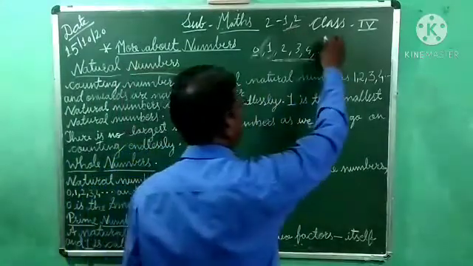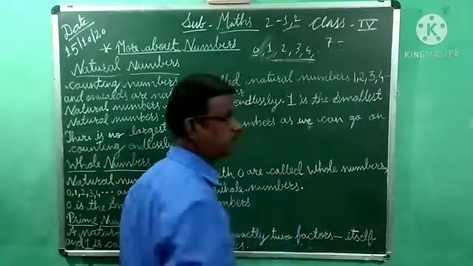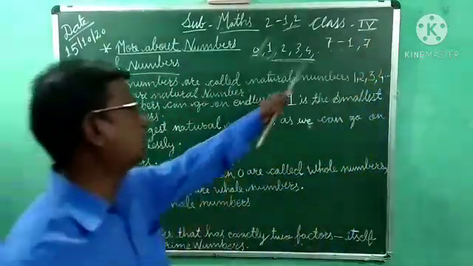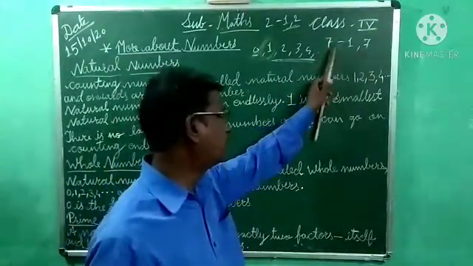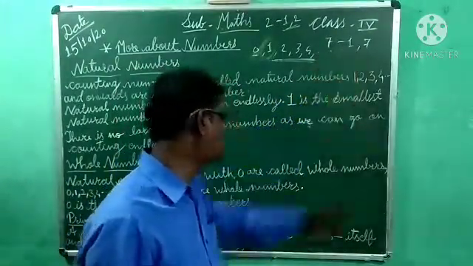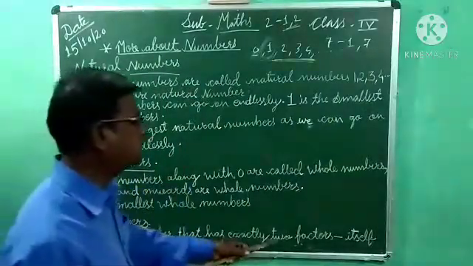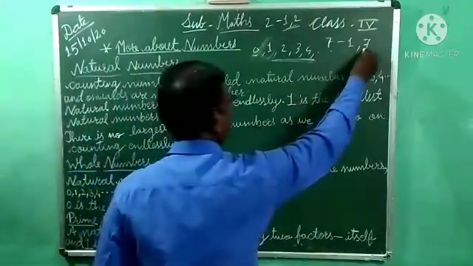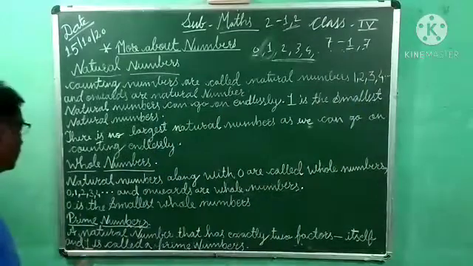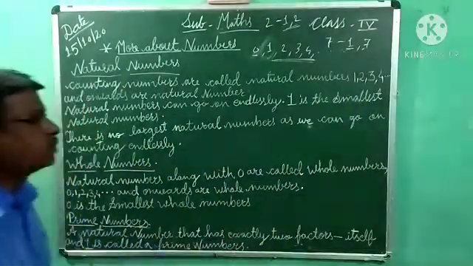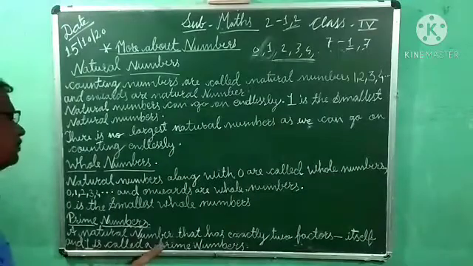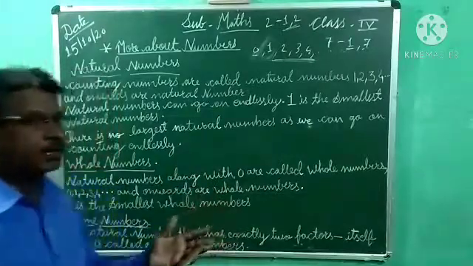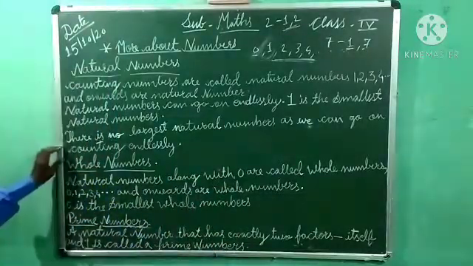1, 2. In the same way, we can take any number, 7. What are the factors of 7? 1 and 7. We found the factors of natural number 7, and we are getting 1 and 7. That means 2 factors, itself and 1. A natural number that has exactly 2 factors, itself and 1, is called a prime number. A number which has exactly 2 factors is called what? Prime number. Understood?